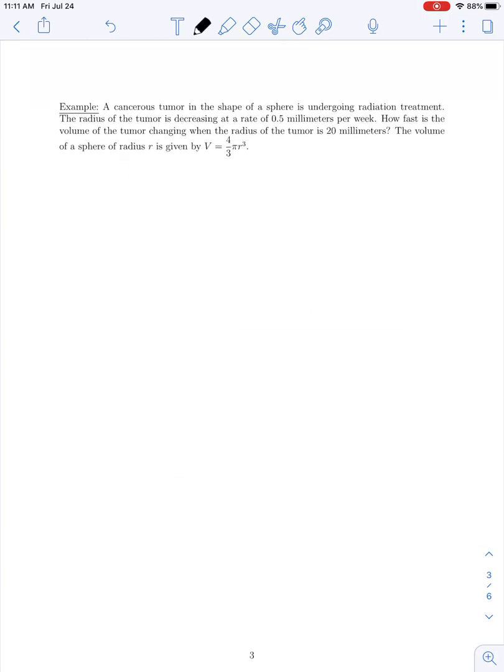So let's consider another one. In this next example, we're told that a cancerous tumor in the shape of a sphere is undergoing radiation treatment, and the radius of the tumor is decreasing at a rate of 0.5 millimeters per week. So how fast is the volume of the tumor changing when the radius is 20 millimeters? And we're given some information in this problem. The volume of a sphere, which has a radius r, is V equals 4/3 pi r cubed.